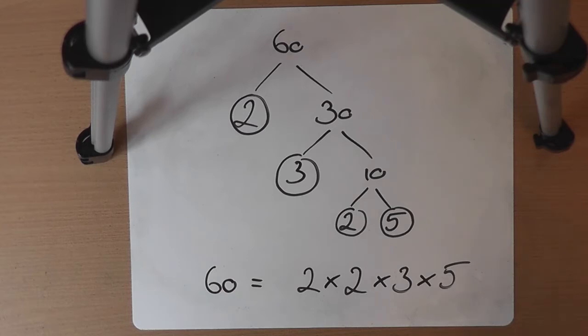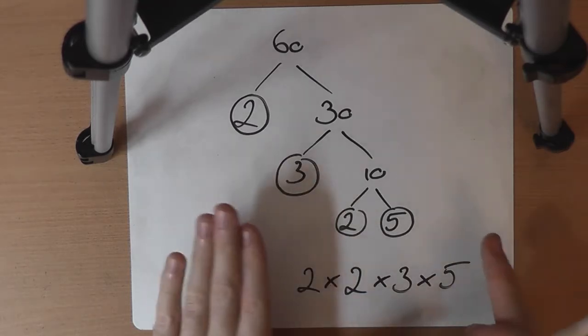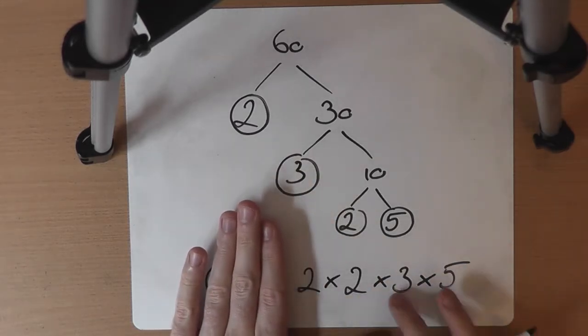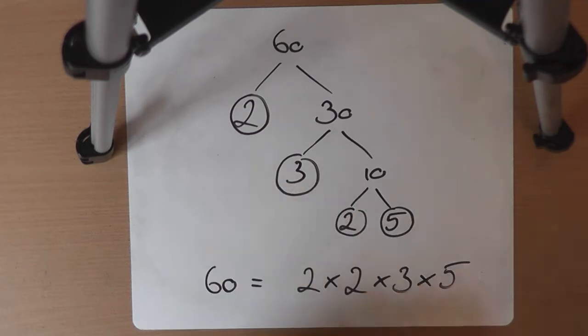So what I've done is I have broken 60 down into some numbers that times together to make 60. Each of these numbers is a prime number. So, think back to that question. Write 60 as a product of prime factors. Here is the 60. This is also equal to 60. So the answer, and this is the answer by the way, this 2 times 2 times 3 times 5 is the answer. This is a product of prime factors.